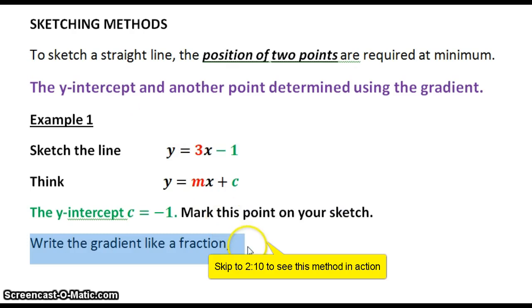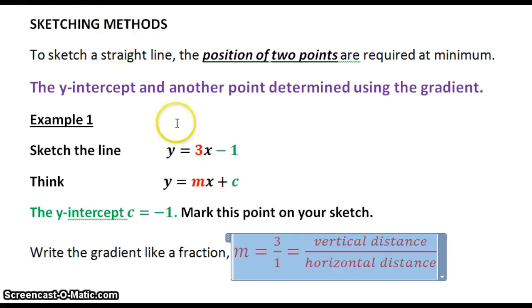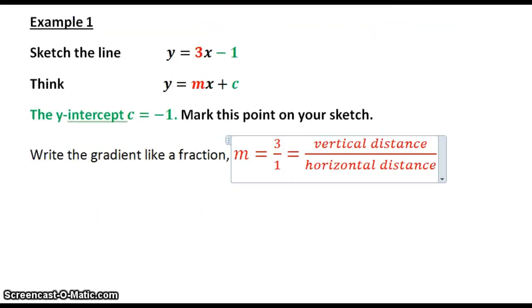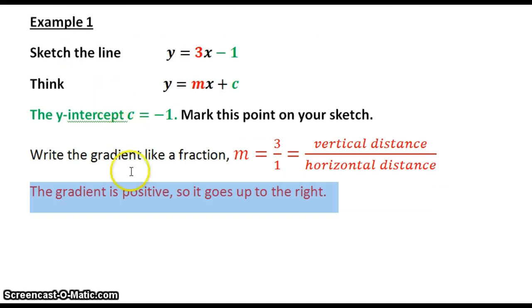The next thing we need to do is to write the gradient like a fraction. Any whole number can be written like a fraction. The gradient here of 3 can be written 3 over 1. That's because I want to focus on the vertical distance of 3 and the horizontal distance of 1. Next, I realise that the gradient is positive, so we know that it goes up to the right in this direction.